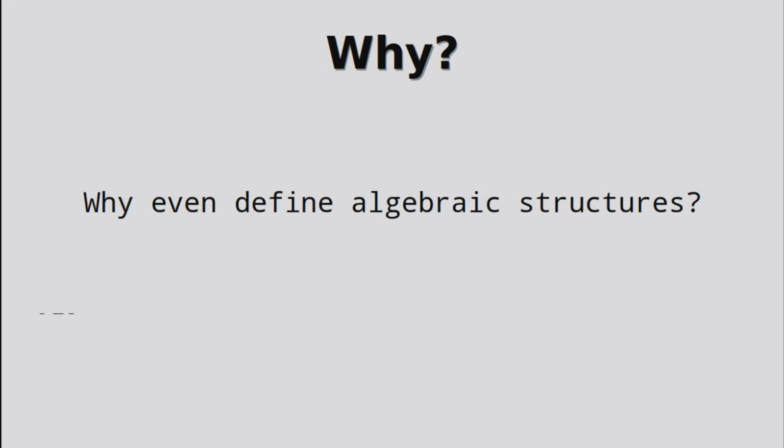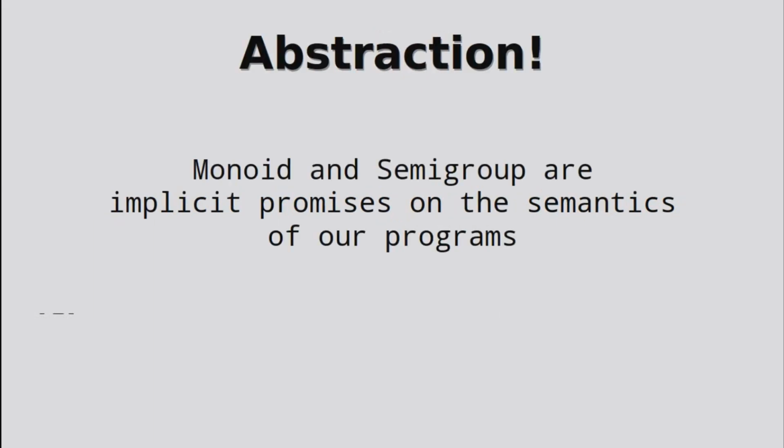Why even do this? What is the point of all of this? So now we have done all of this work in order to abstract certain things within our programming, which would be that we have an identity element and that we have this associative operation. But what does that actually give us? Well, the reason, of course, is abstraction.